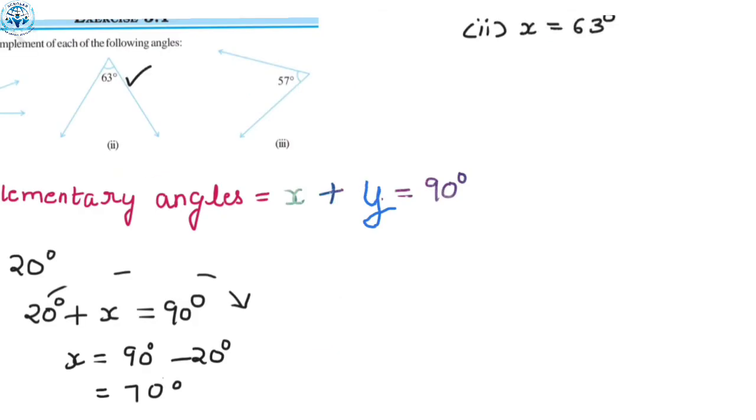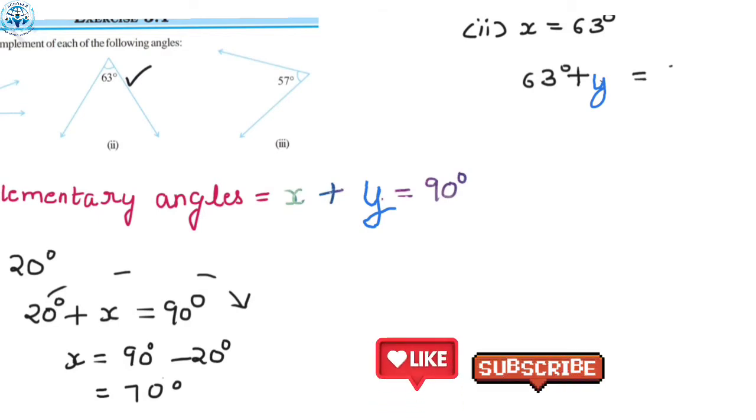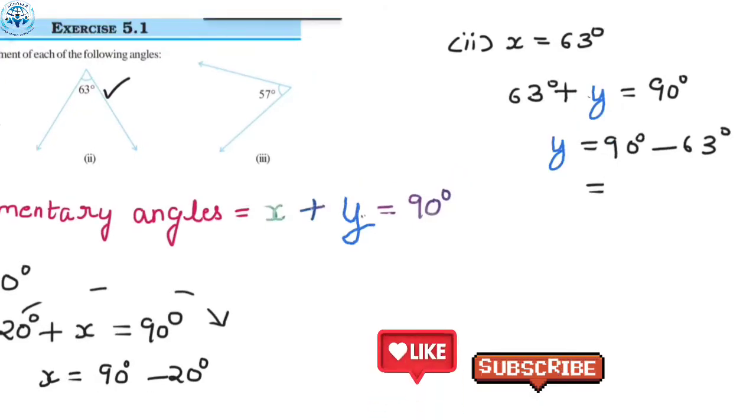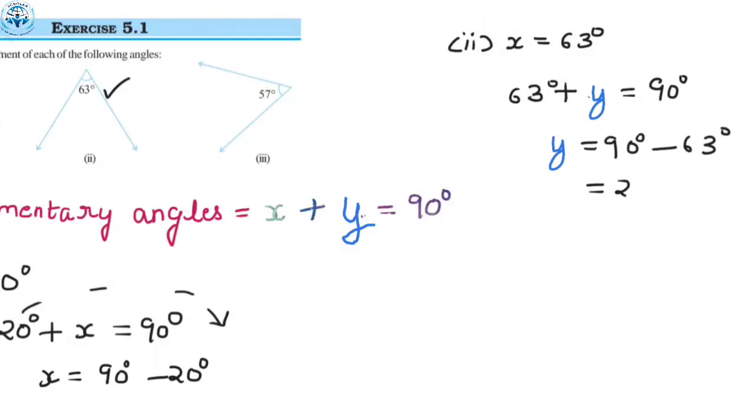In the second one, the value of x is given as 63 degree. We have to find out the value of y. What will we do? We will subtract 63 degree from 90 degree and we will get the answer as 27 degree. The complement of the second angle is 27 degree.